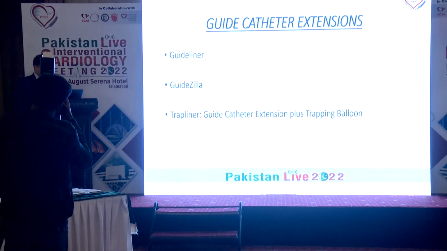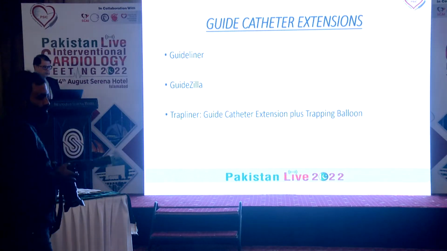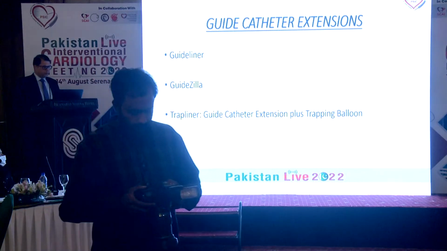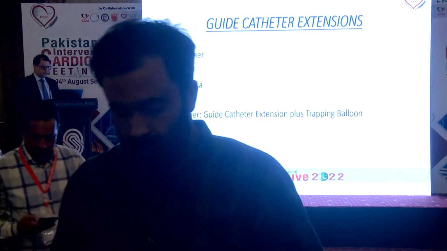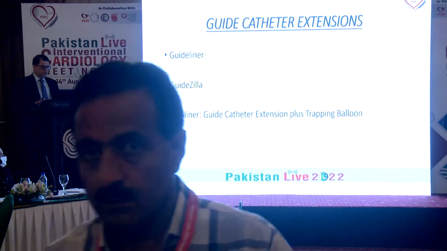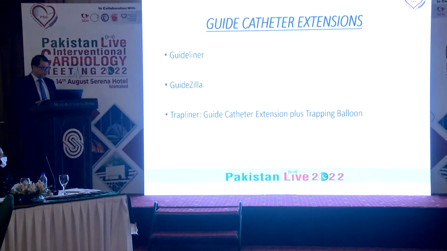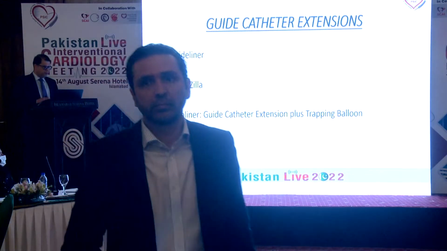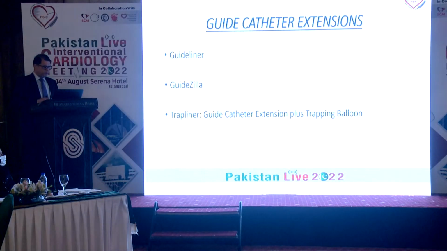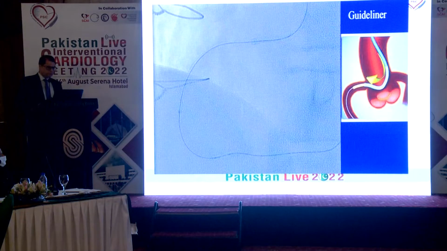for the retrograde PCI. The next equipment that you will need would be guide catheter extensions. They are very commonly used, especially in retrograde PCI. There are mainly the Guideliner and Guidezilla, which are commonly available here, and the Trapliner, which is a guide catheter extension plus a trapping balloon, which we don't have here, but it is a very useful gadget to have in your cath lab, especially if you are doing antegrade dissection and re-entry.